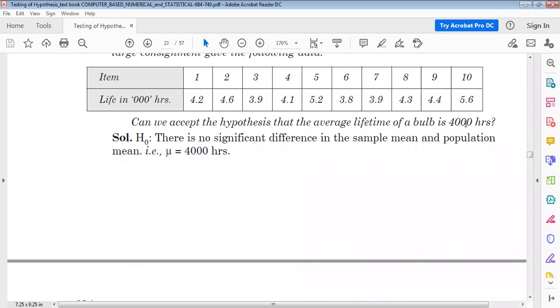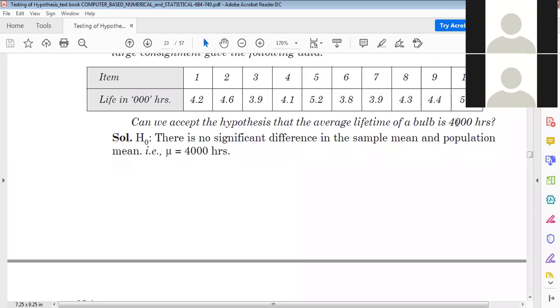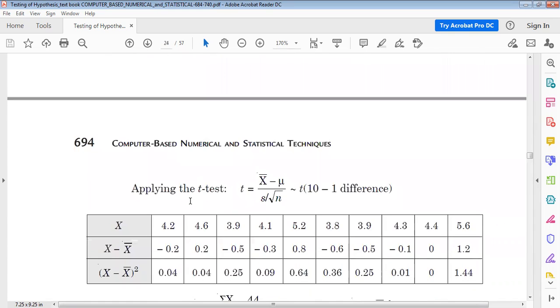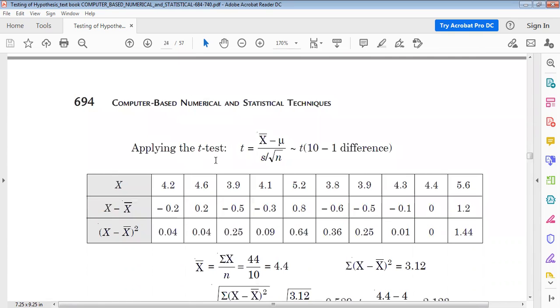Okay, we accept this, but unfortunately, this is written on the wall of a bulb: 4000 hours lifetime. But we can test now. Suppose H0 is the null hypothesis: there is no significant difference between the sample mean and the population mean. That means mu equals what? 4000 hours. We have taken it. Now applying the t-test, t equals x bar minus mu divided by s divided by root n. X bar is the sample mean, mu is the population mean, s is the standard deviation, and n is the number of samples.